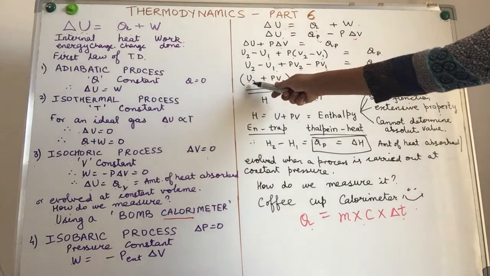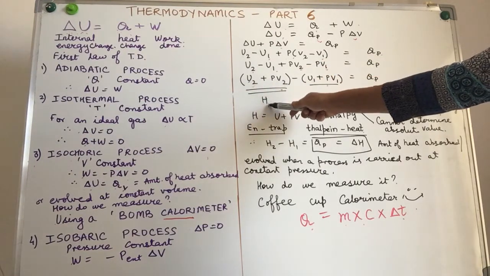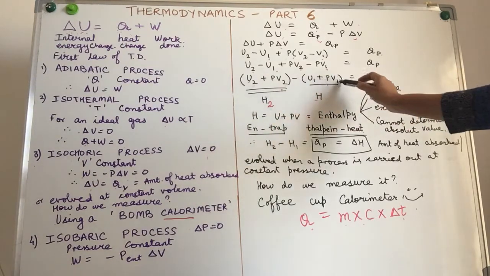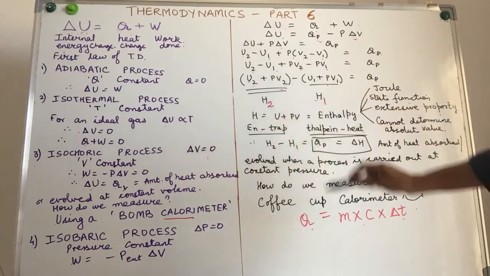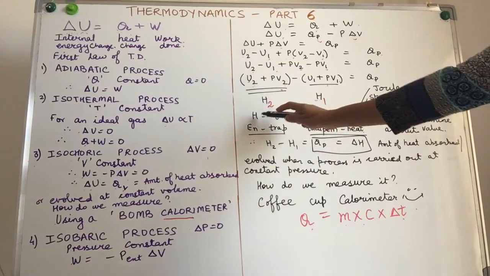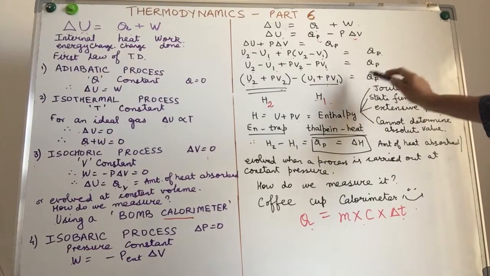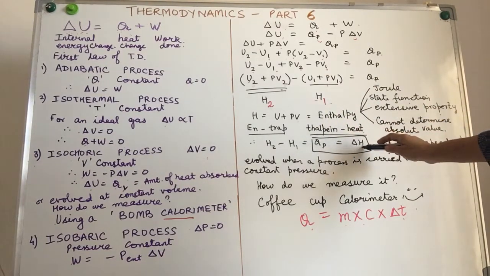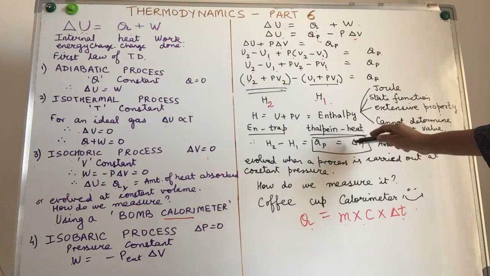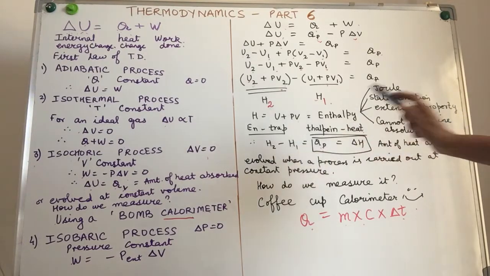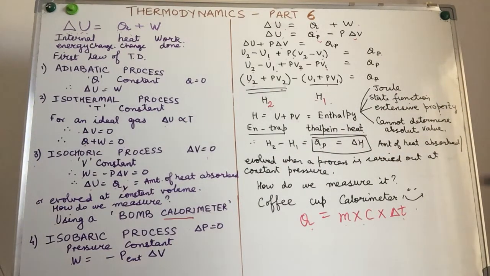So, U2 plus PV2 is represented by H, and we will put the subscript 2 over here. U1 plus PV1 gives me H1. So, we have H2 minus H1 gives us QP. That is, QP is delta H. So what is delta H? It is the amount of heat absorbed or evolved when a process is carried out at constant pressure.